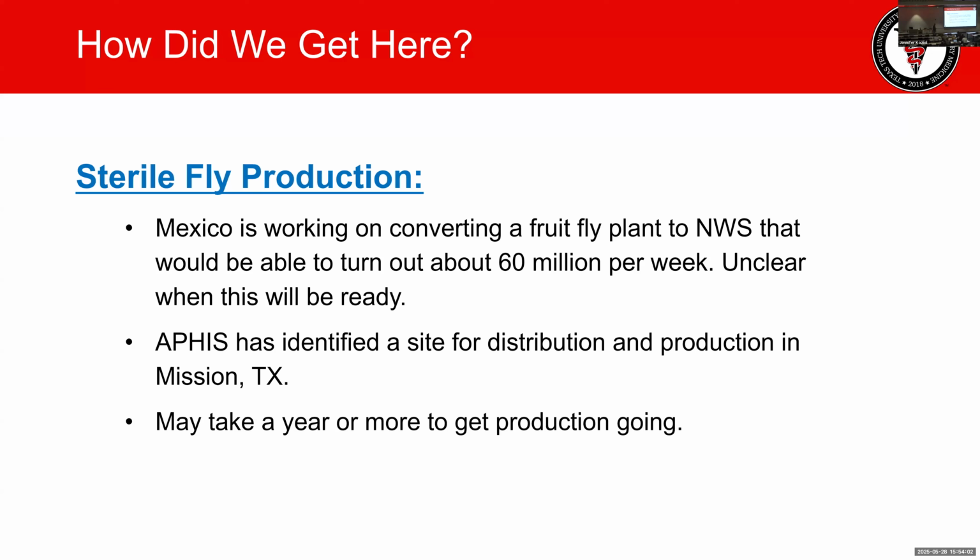APHIS has identified a site to start up a new distribution and production facility, and that's in Mission, Texas. So USDA actually owns what used to be Moore Airfield. And so the beauty of that is that it has an airport on it. And there's still functioning runways.